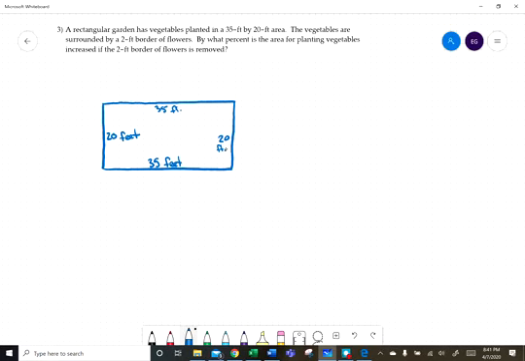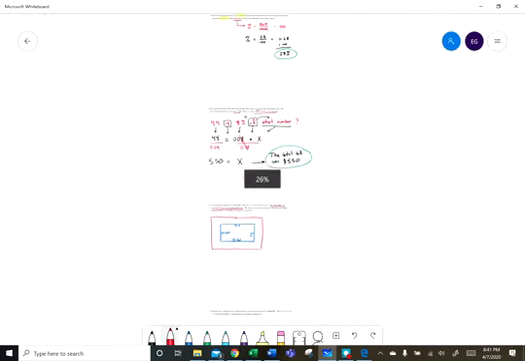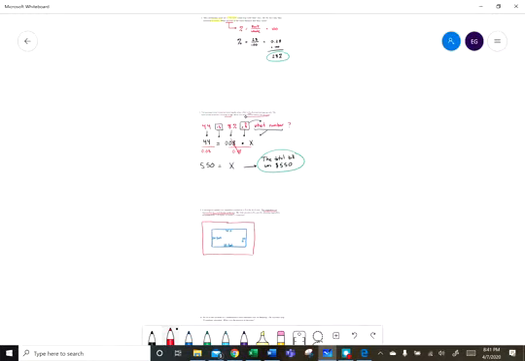The vegetables are surrounded by a 2-foot border of flowers. Now, what does this look like? That means there's a border that goes around the garden. It looks something like this. Maybe not drawn perfectly to scale, but that's okay as long as we label everything correctly. Okay, and it's a 2-foot border, which means, again, sorry about that.